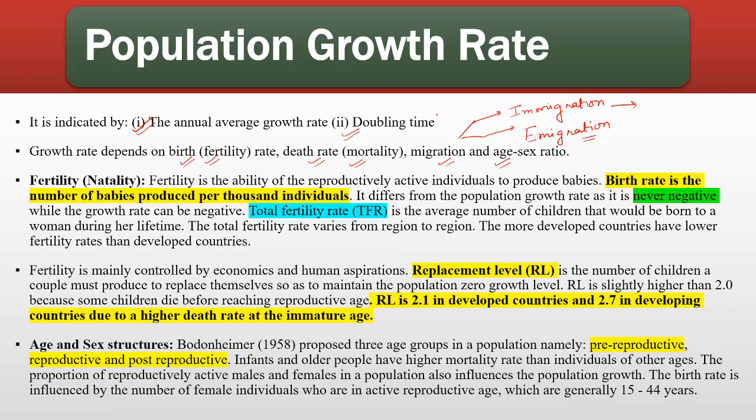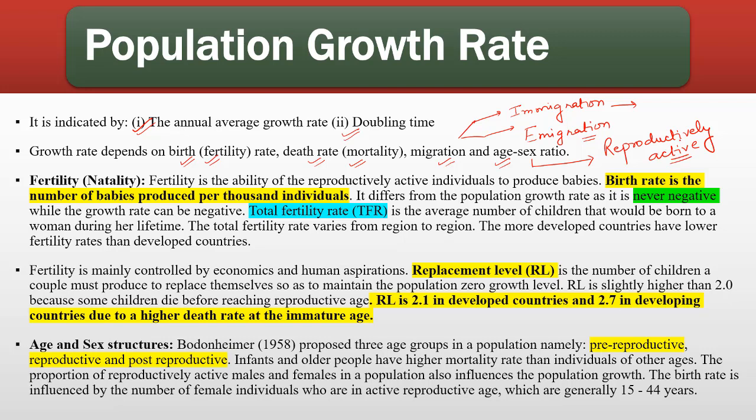So growth rate basically depends upon the total growth. Total growth simply means what? Number of births, number of deaths, how many new individuals are added, how many individuals have left that group, and what is the age sex ratio. Age sex ratio helps us to find out the reproductively active age group.